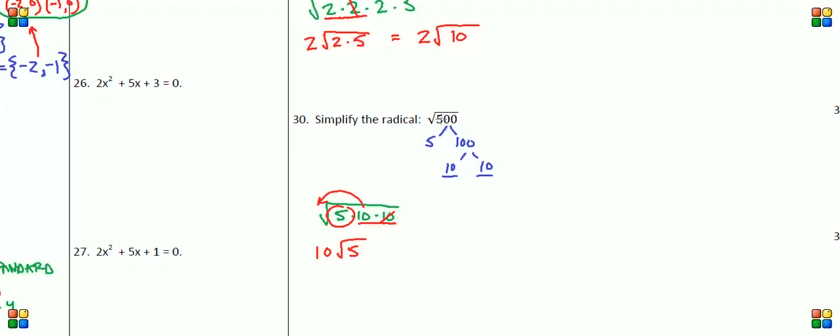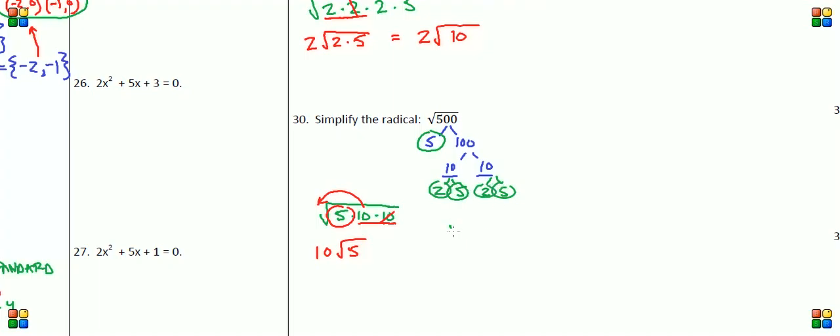Now, let's go ahead and continue with our prime factoring and see that we're going to end up getting to the same spot anyway. We could have continued and said, okay, 5 is a prime number, we're done. 10 is divisible by 2 and 5, we're done. And 10 again is divisible by 2 and 5, and those are prime numbers, so we're done.